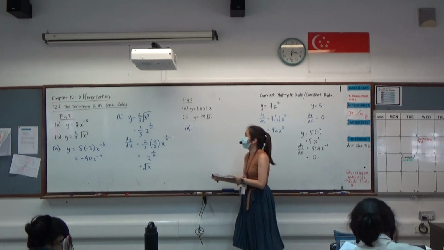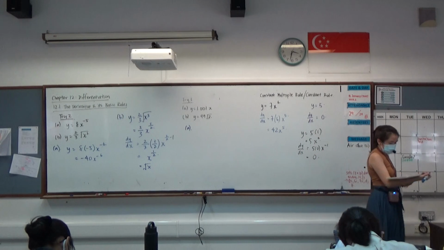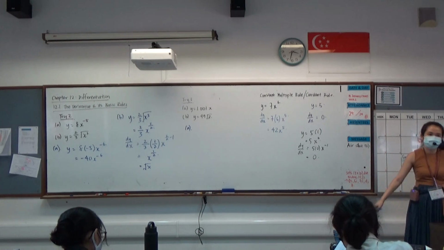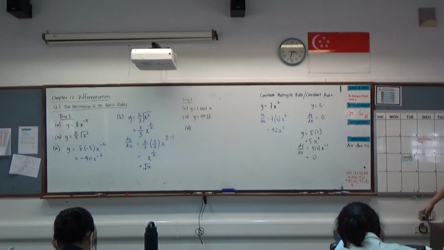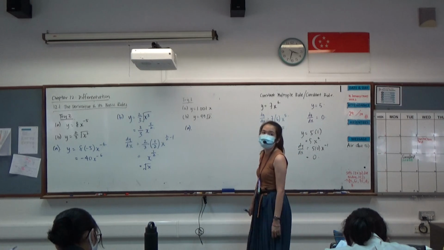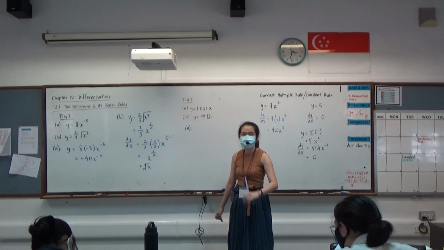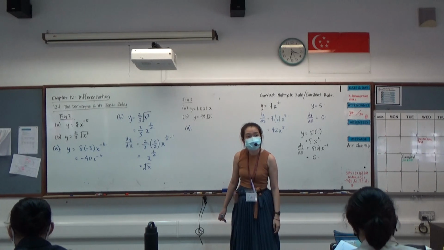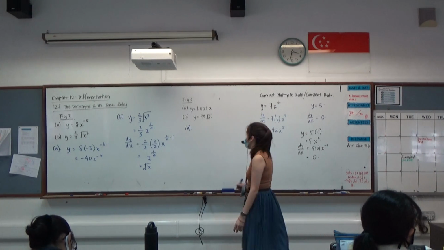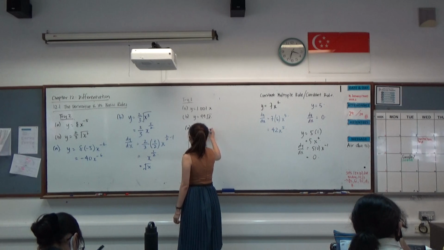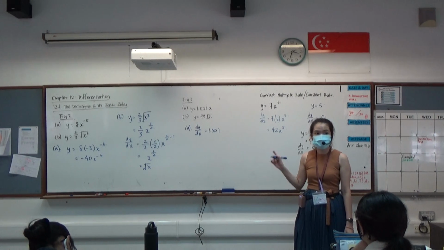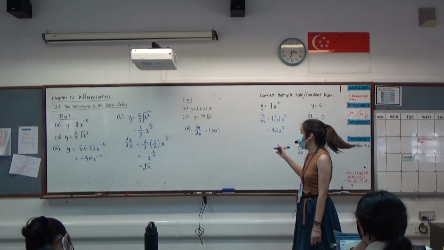In try 3 we have y equals 1.001x. What would the derivative be? Nicole, what do you think? What's the derivative for 1.001x? Anything else? No, so that's the answer. Is it? Okay.